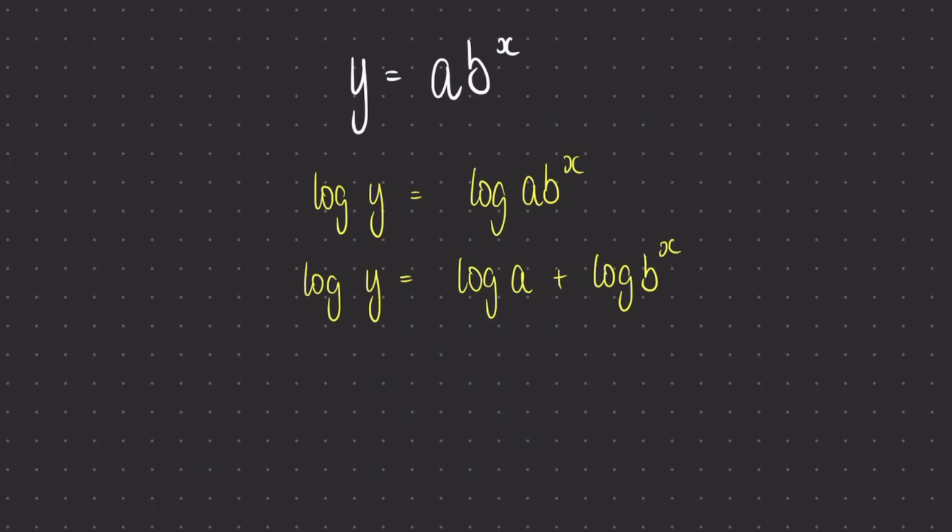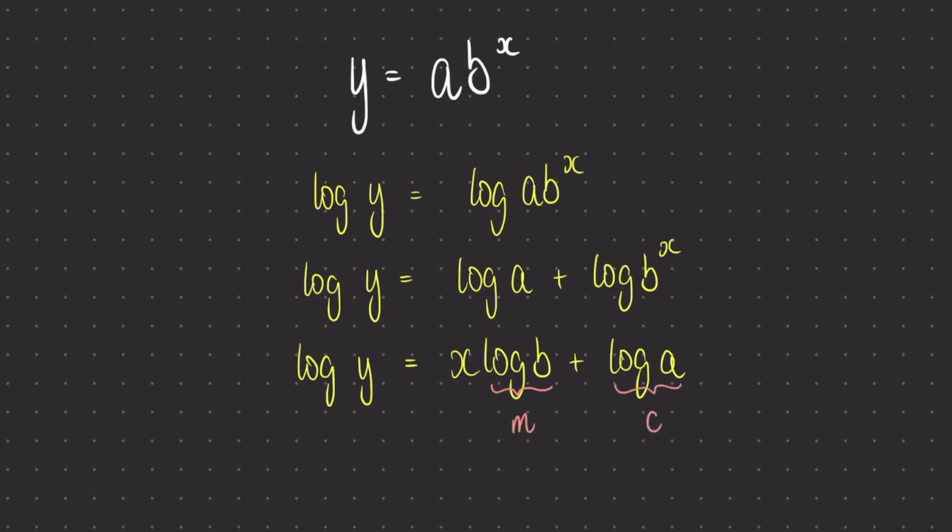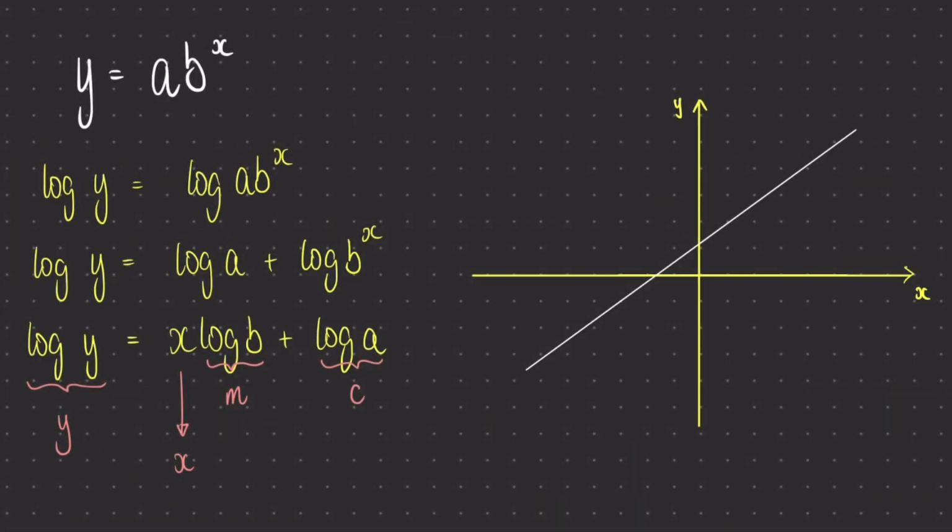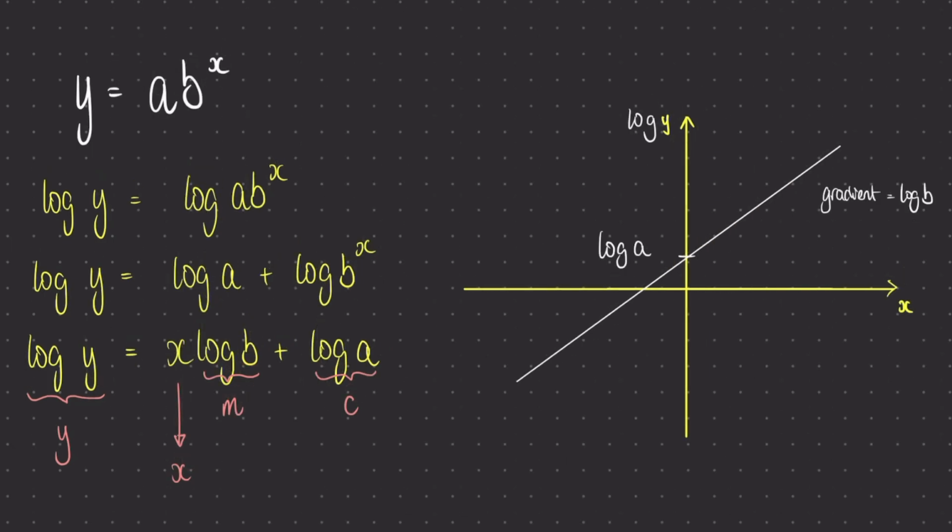Then using the power rule, we can see this again looks a little bit like a straight line equation. I have, in this case, log b as m, the gradient, log a as plus c, x is just going to remain as my x variable, and for the y variable I'm now replacing it with log y. So on a graph, my y-axis is going to be log y, my x-axis remains the variable x, the gradient in this case is log b, and that y-intercept there is going to be log a.